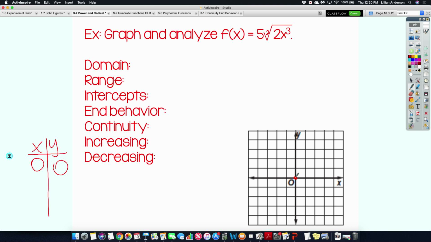Now, if I try to plug in 1, 1 cubed is 1. 1 times 2 is 2. Is 2 a perfect square? No. So I'm not going to use 1 because I told you, you're not going to be able to use calculators for this. So you might want to pick a number that is a perfect square. Let's try 2. What's 2 to the third power? 8. What's 8 times 2? Is 16 a perfect square? Yes. So if I plug it in, I get the square root of 16. What's the square root of 16? And what's 4 times 5? 20. So already I'm at 0, 0, and then I'm at 2, 20.